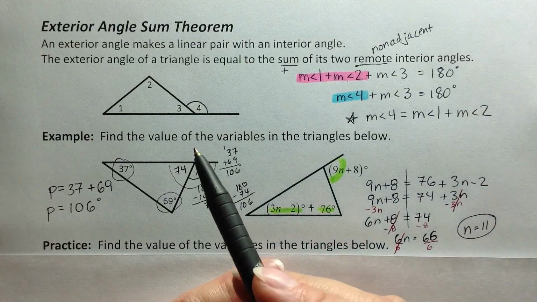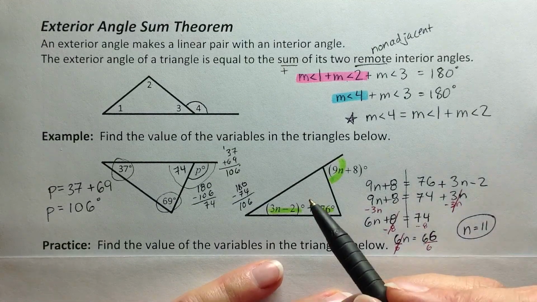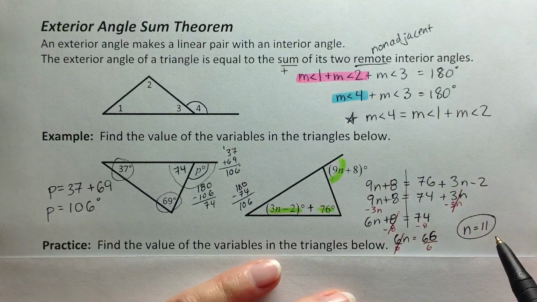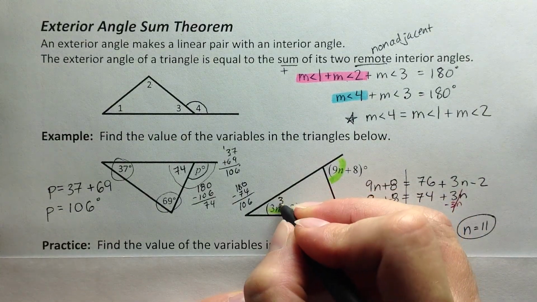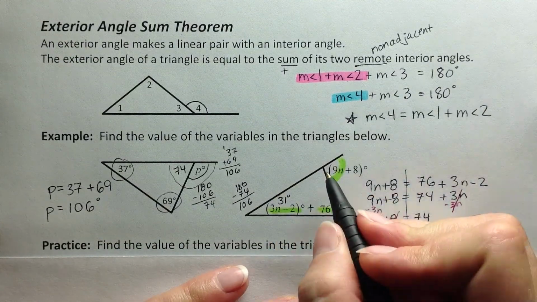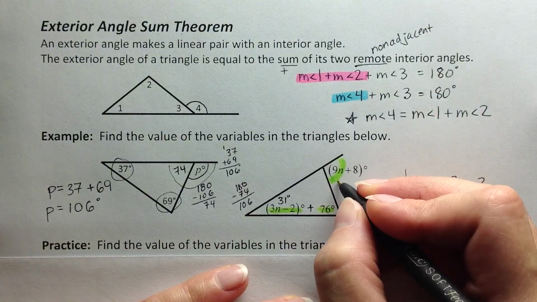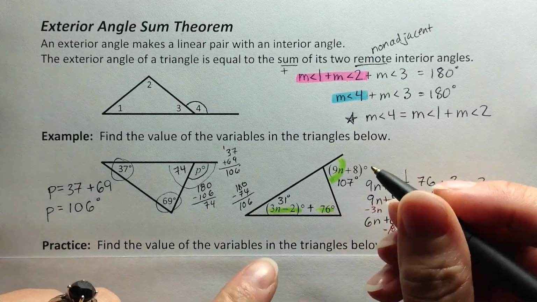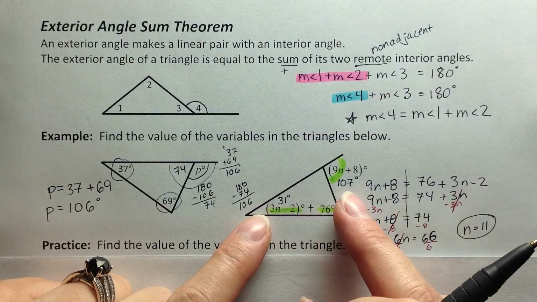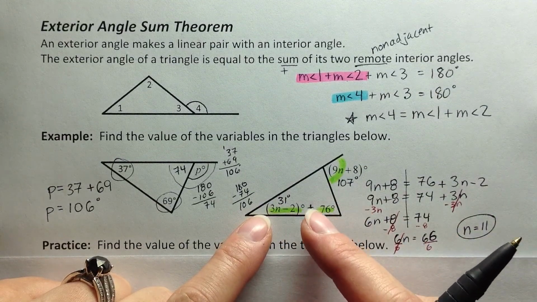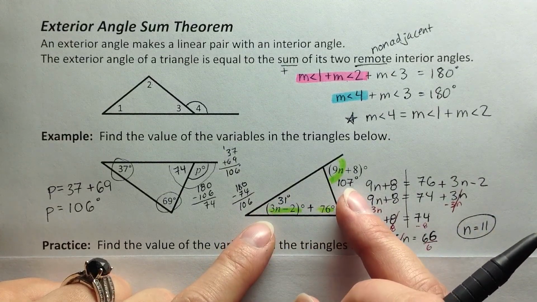Now listen, my directions said find the value of the variables, so I'm technically done, but what I'd like to do at this point is go back and substitute and make sure that this is going to make sense. So 3 times 11, 33 minus 2 gives me 31 degrees for this angle. And then over here, 9 times 11, 99 plus 8 is going to give me 107 degrees here. Now if I know my exterior angle theorem, I can just add those and make sure they add up to 107. 76 plus 31 is 107, so yeah, that's good. So when I add those two angles, it equals 107.